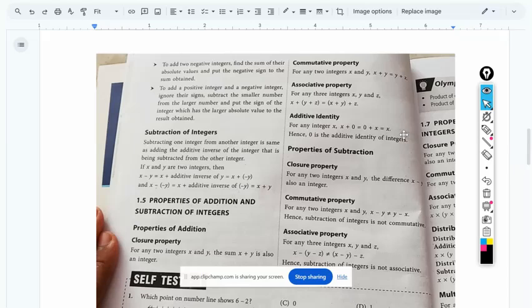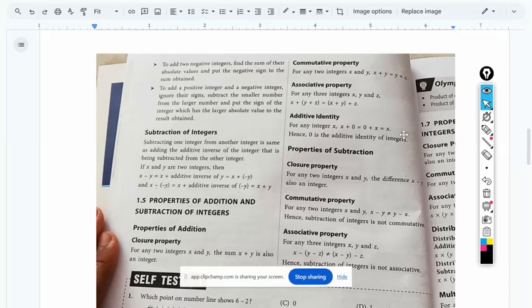Now we are going to see the associative property. As we learned in previous grades, you can add 3 or 4 numbers in any order you want, and the answer is the same. The same is explained here. Additive identity: for any integer x, x plus 0 equals 0 plus x equals x. This means if you add 0 to x, then the answer is x only. So 0 is the additive identity of all integers.